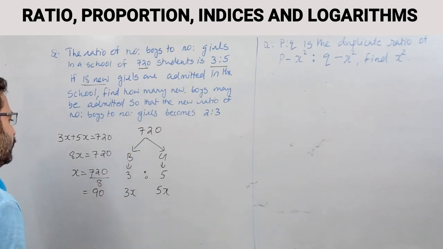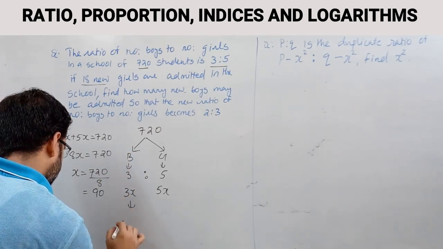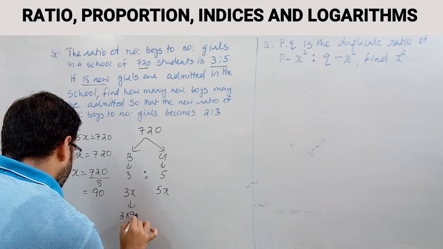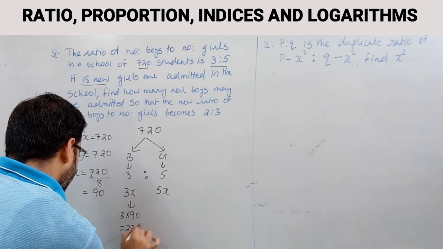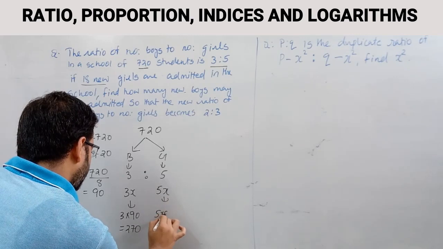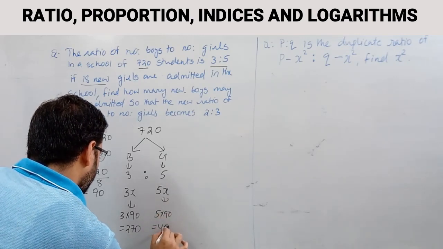Therefore, number of boys: 3 into 90 is equal to 270. Number of girls: 5 into 90 is equal to 450.